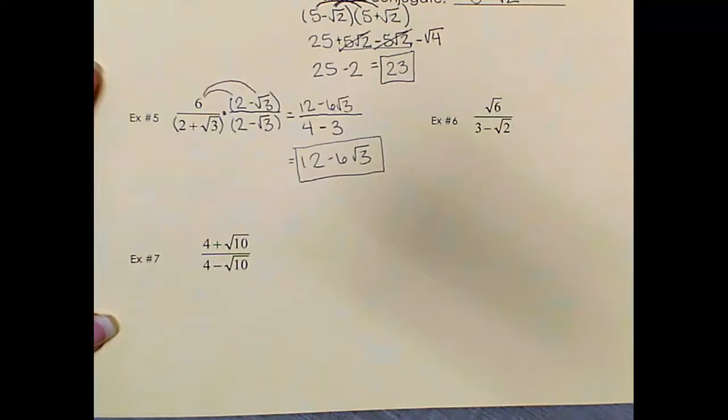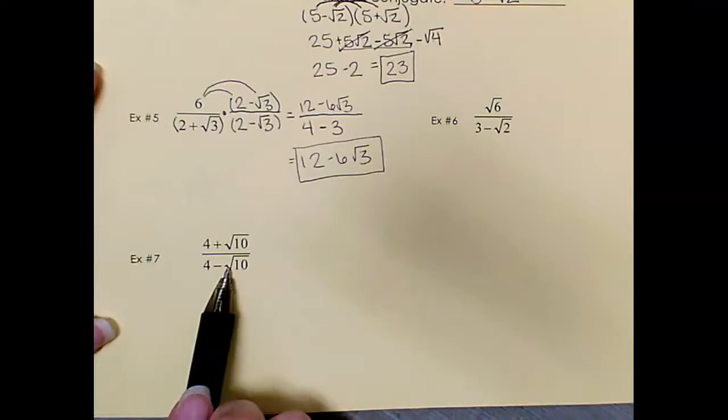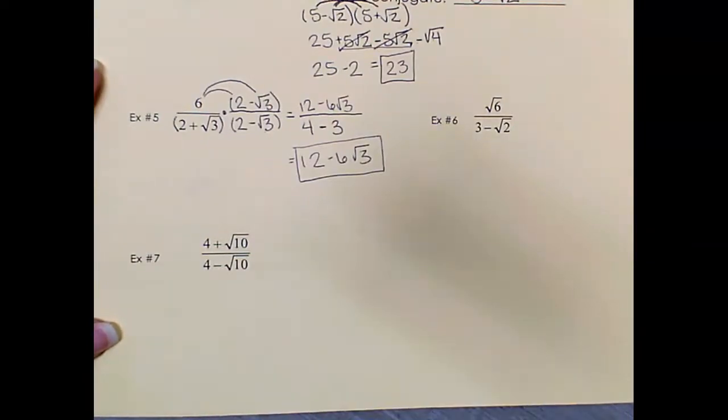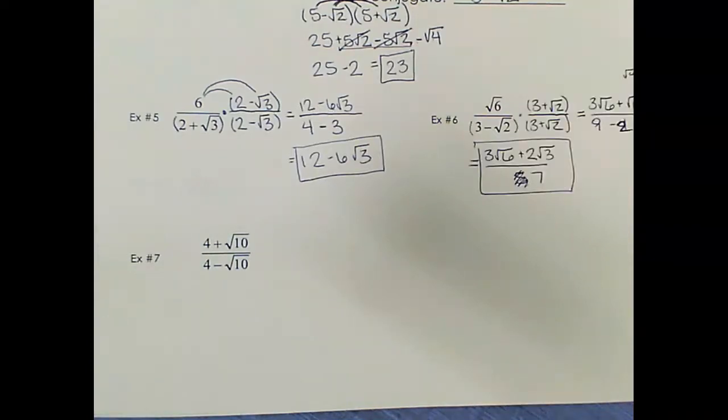So what I would like for you to do is try out this one, example 7. Actually, you know what? Instead of example 7, let's go ahead and try example 6. Let's try that. So try it out. Multiply both the top and bottom by the conjugate of the denominator. Pause your video and try example 6. All right.